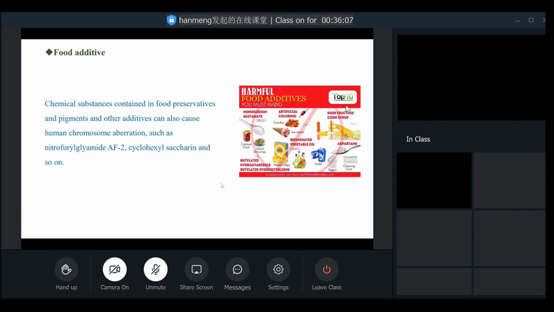So, if you want to protect yourself better, you should eat food that you have prepared yourself.